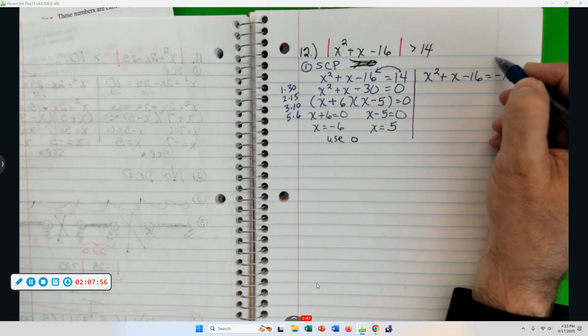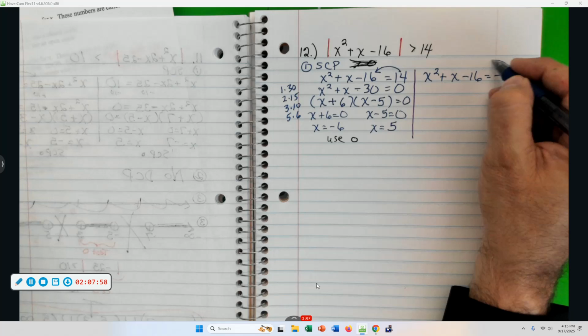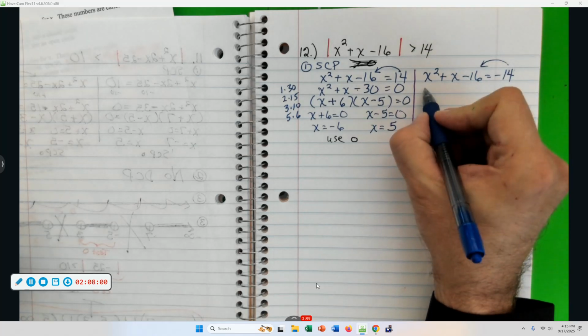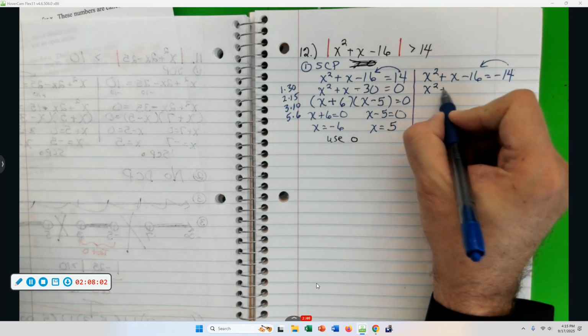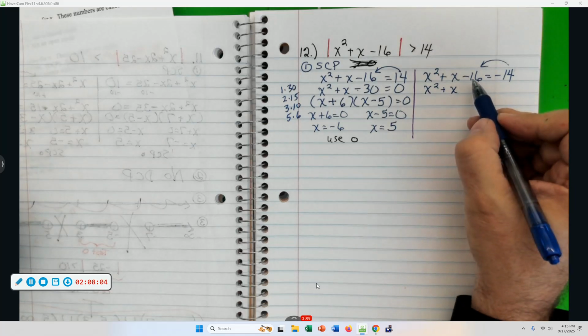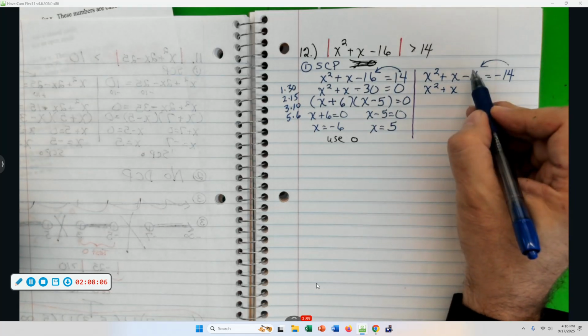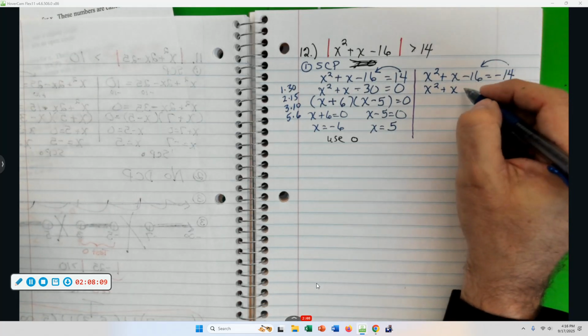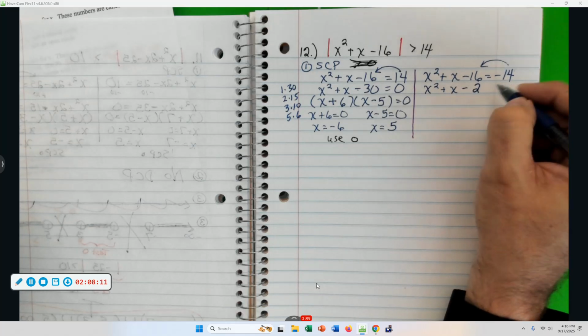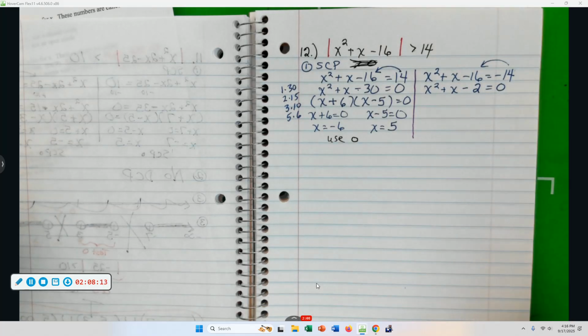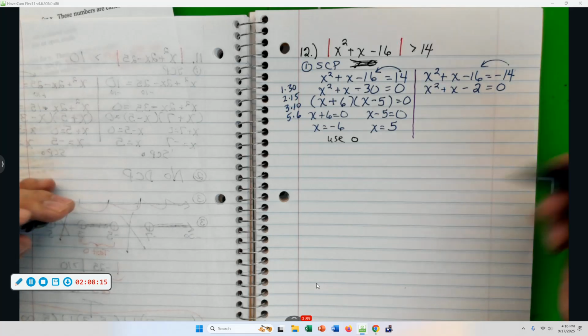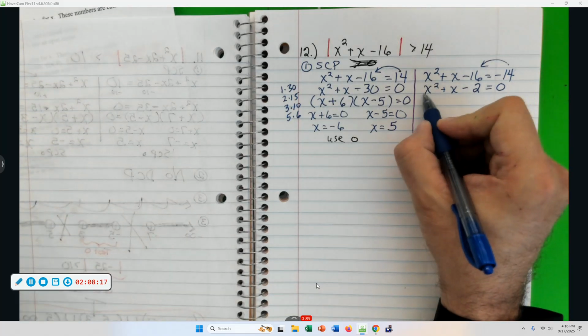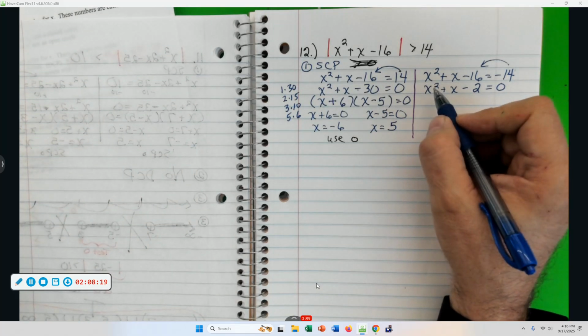Over here, I'll add 14 to both sides. So we have x squared plus x, negative 16 plus 14. Is that a negative 2? Okay, so it still has the x squared. That's how I know I need to factor it.